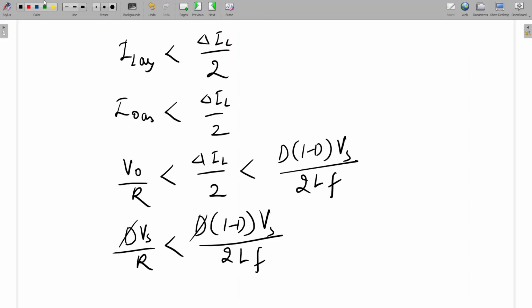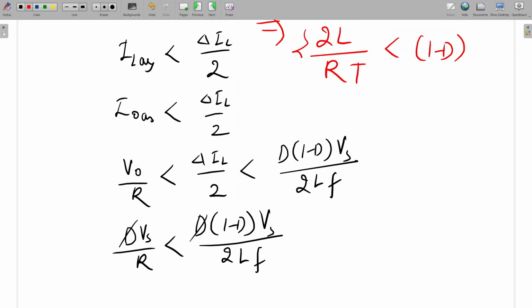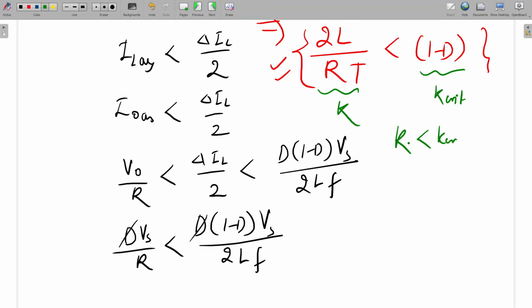So this equation we can write as 2L divided by RT should be less than 1 minus D. I already wrote this equation in the previous class for the boost converter and buck boost converter. So this will be the value of K, and this will be the value of K critical. If K is less than K critical, our converter will work in discontinuous conduction mode. Is this derivation clear to all?